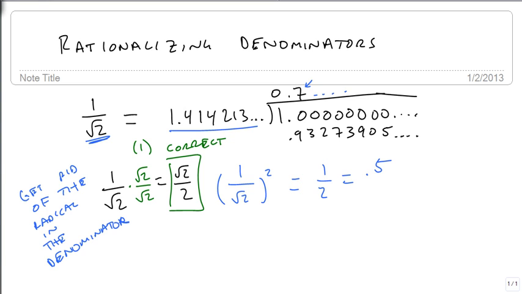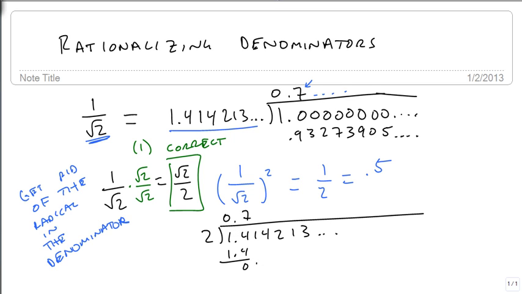And if I were to do long division now, I put the 2 on the outside, and we put the 1.414213... inside, and now we can very quickly get the answer. Notice how much faster it is to do now, because I don't have to carry around so many decimal places. I've gotten rid of the decimals in the denominator. So that's why we do it, and that's the basic step. What do I need to multiply by to get rid of the radical on the bottom?